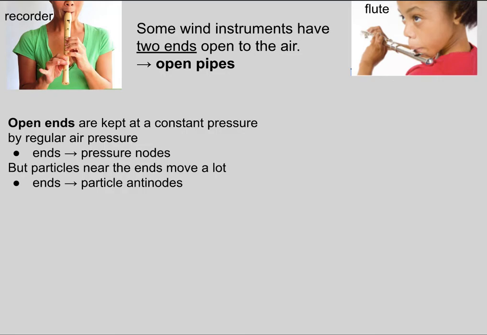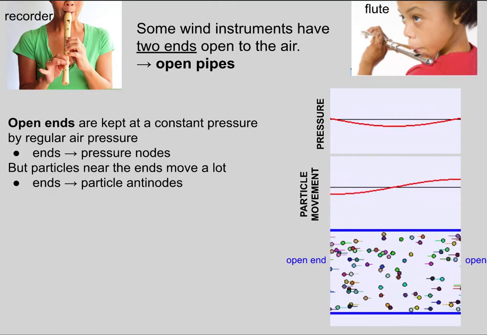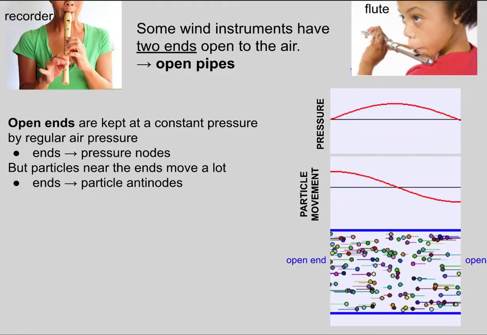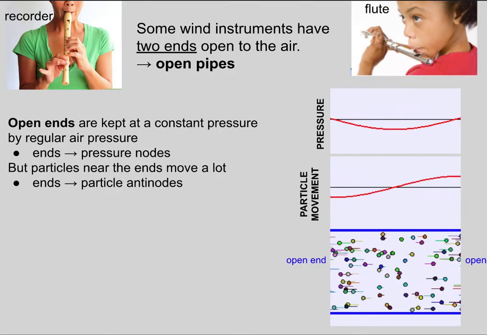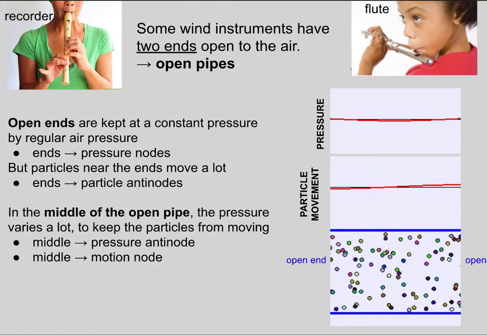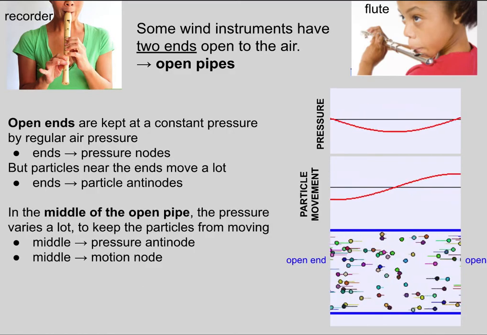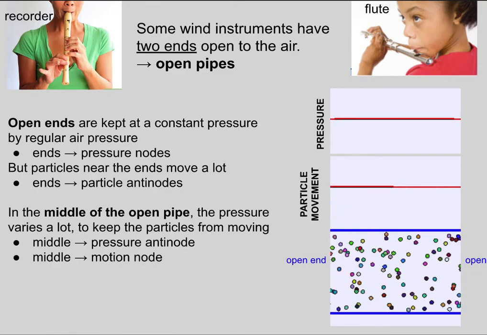But the particles near the end end up moving quite a bit because of the pressure that's on there. They are antinodes. This kind of represents that idea. So the particles are moving a lot at the ends where someone is blowing across or at the end of the pipe, but the pressure remains consistent. Either way, though, we want to notice that the middle is the opposite. So if we're looking at pressure, the pressure in the middle is going to vary quite a bit.